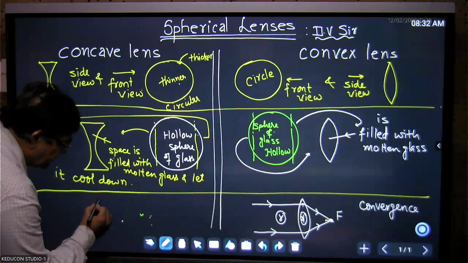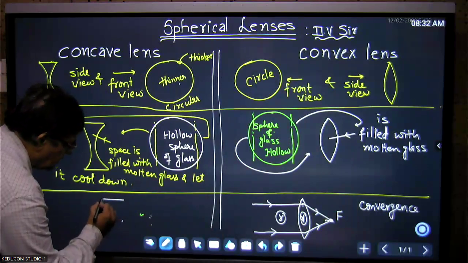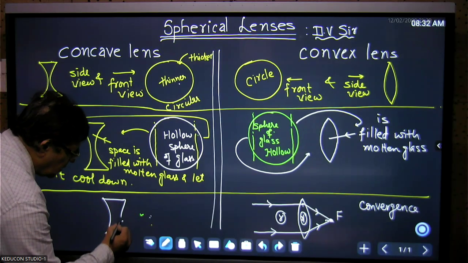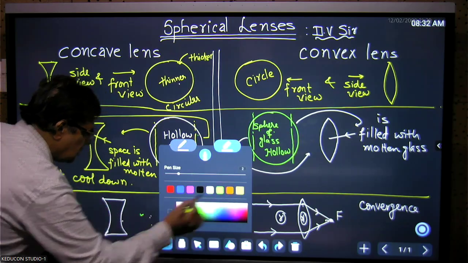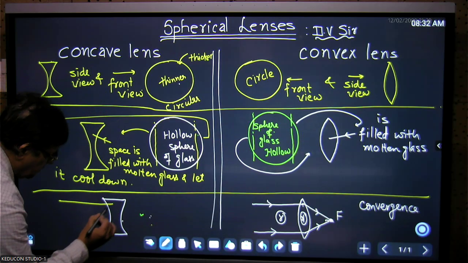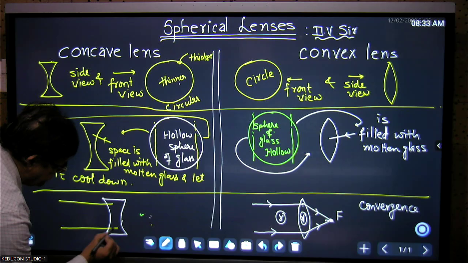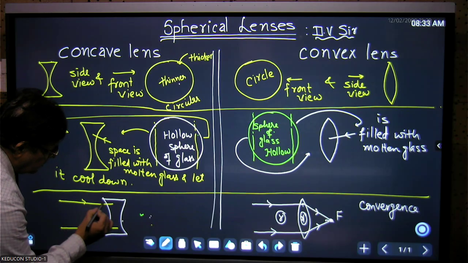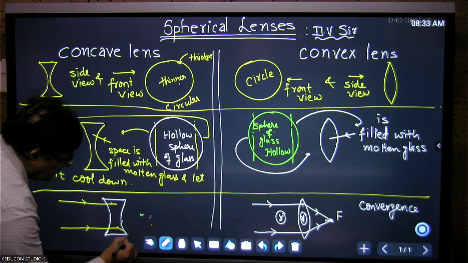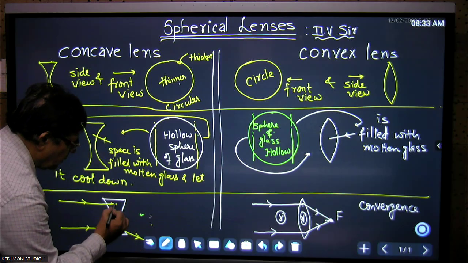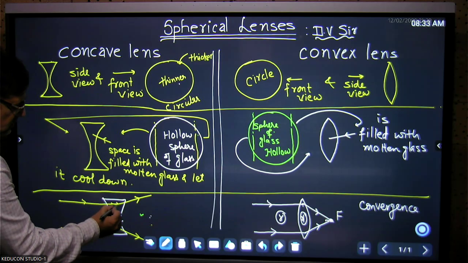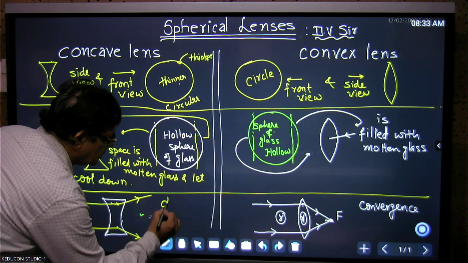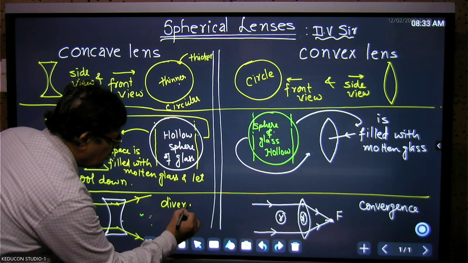Similarly, if I take the biconcave lens such that upon this lens, this parallel beam of light is incident, and this lens diverges the beam of light this way, such that the process is called divergence.